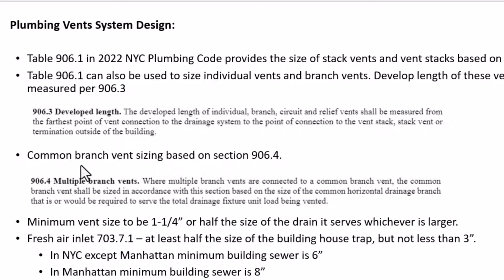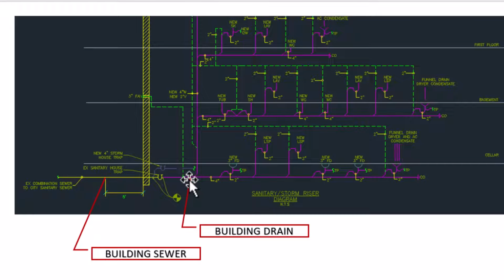So common branch vent sizing is based on section 906.4, and that states that where multiple branch vents are connected to a common branch vent, the common branch vent shall be sized in accordance with this section based on the size of the common horizontal drainage branch that is or would be required to serve the total drainage fixture unit load being vented. So going back here, the common vent would be something like this that runs across and serves multiple individual vents like here.